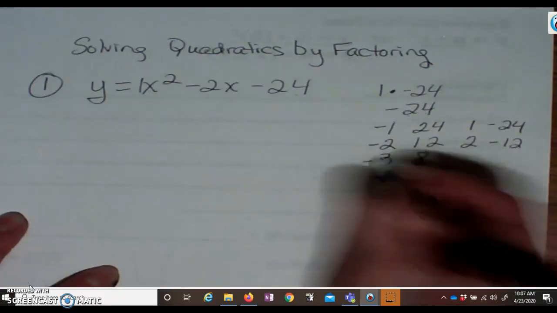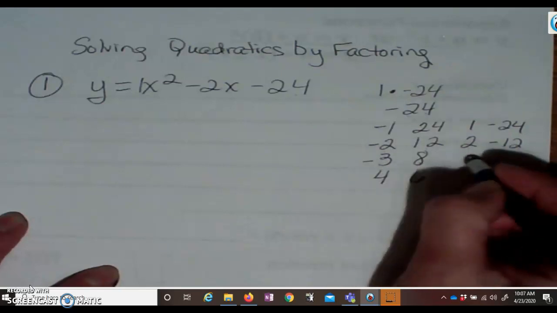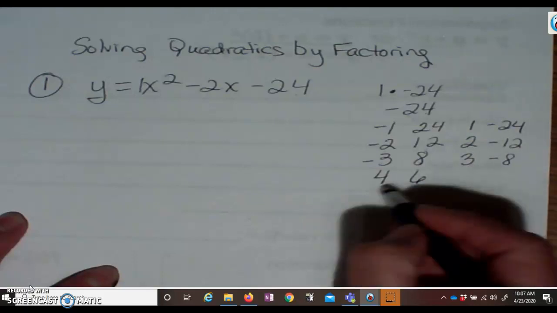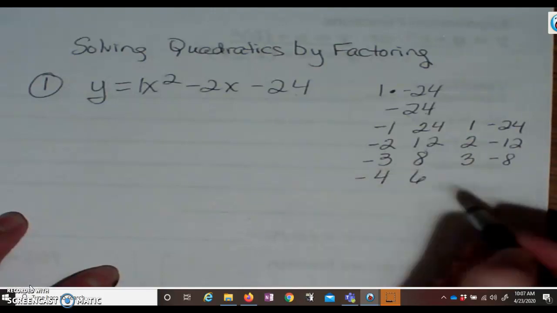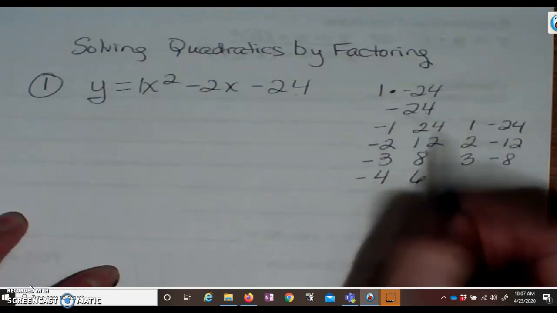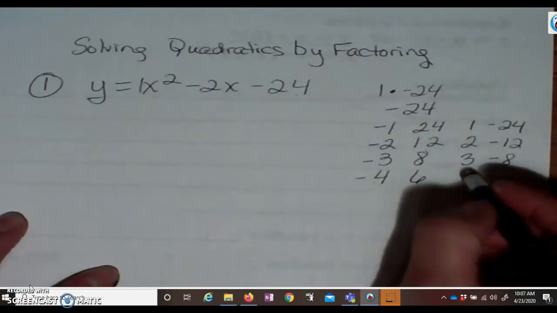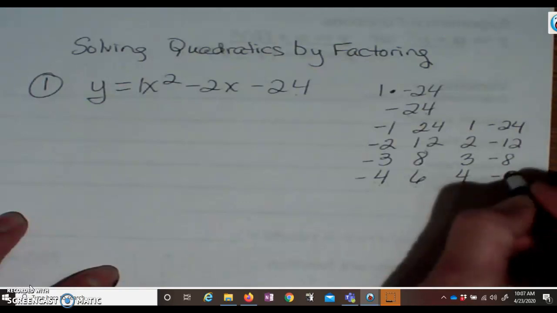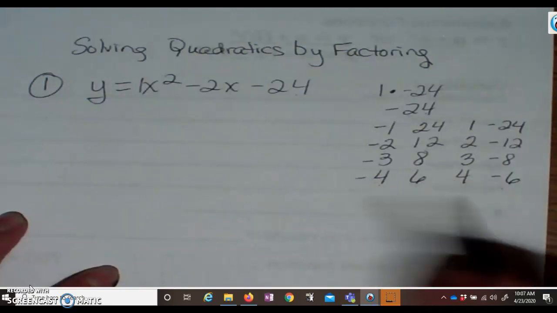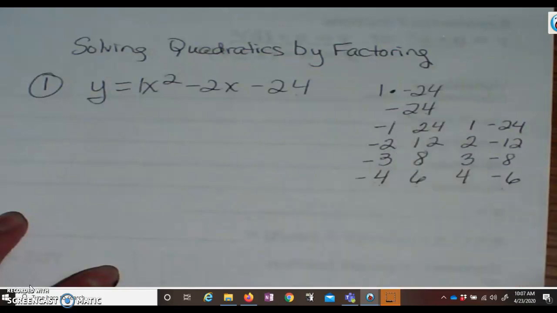Then I have a negative 3 and 8, and I would change it to a 3 and a negative 8. And then 4, make that one negative. A negative 4 times a positive 6 gives you negative 24. So then I'm going to change it to 4 and a negative 6. 4 times a negative 6. So these are all pairs. They're factors of negative 24.